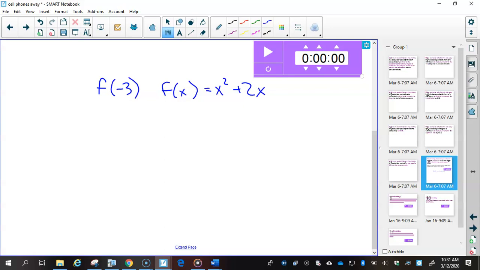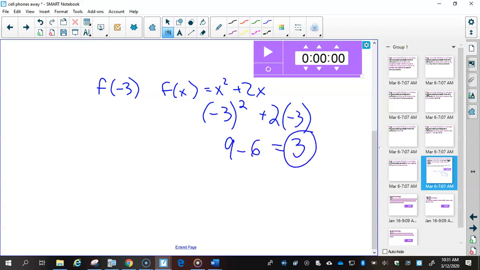Replace and solve, yes. So we're going to replace -3 anytime we see an x. We should be using parentheses when we do this. You can put this directly in your calculator, put all of that in. I'm going to just do it by hand. But you should have gotten 3.